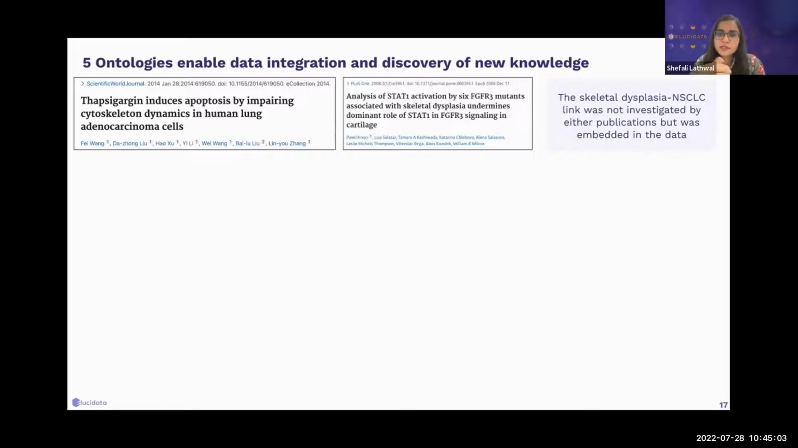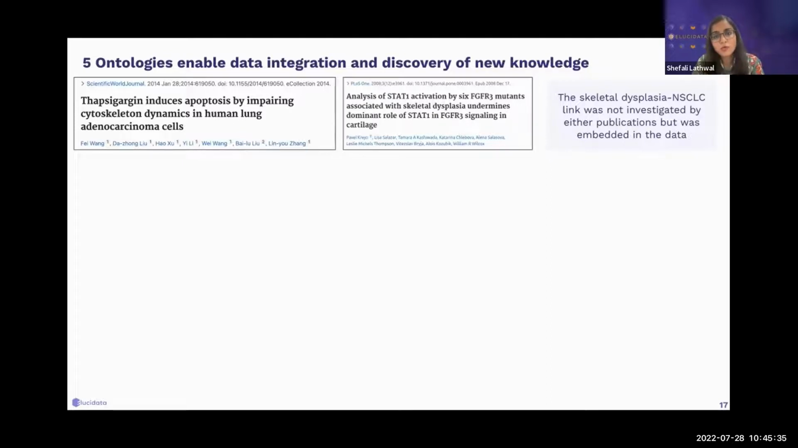So once we've curated different metadata fields like genes, drugs, and diseases, we can then start asking questions about connections between these different metadata fields. So I'll explain this with an example. There are published data sets and studies that look at links between lung adenocarcinoma, which is a subtype of non-small cell lung cancer, and a drug called thapsigargin. And there are independent studies that look at the link between skeletal dysplasia and the FGFR3 gene.